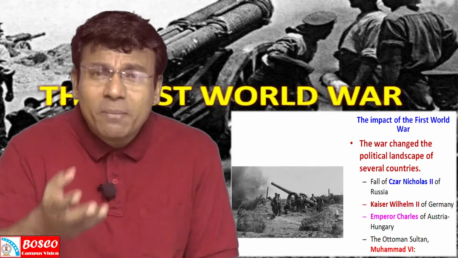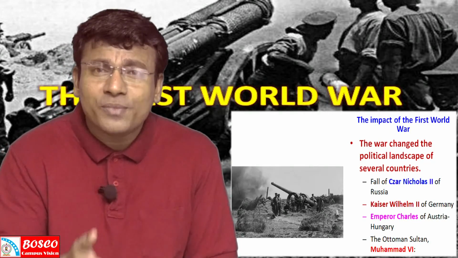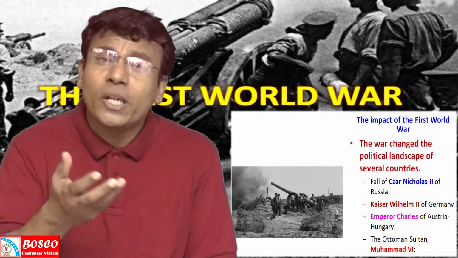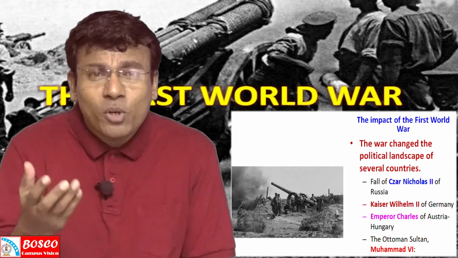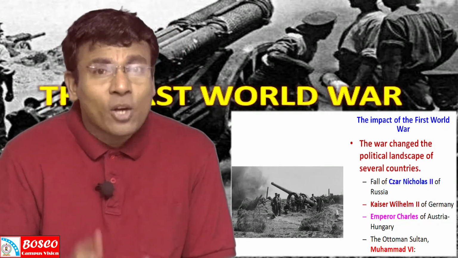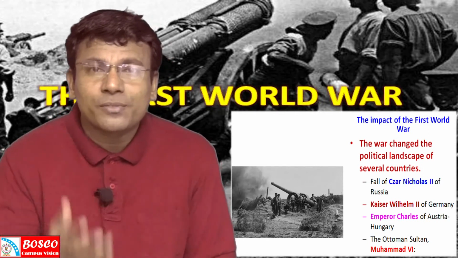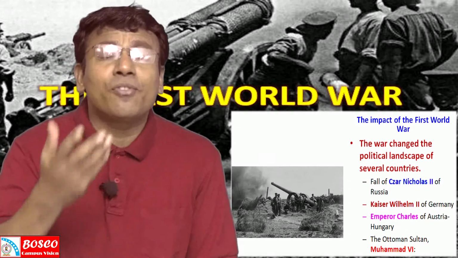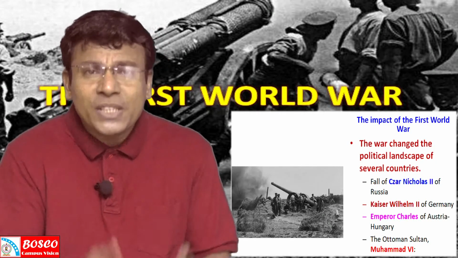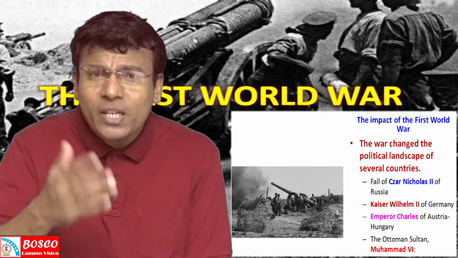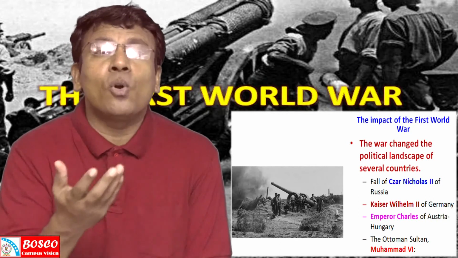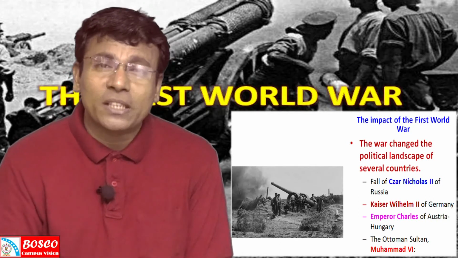Four monarchies came crashing down. There was the fall of Tsar Nicholas II of Russia. We see the fall of Kaiser Wilhelm II of Germany. The third monarch, Emperor Charles of Austria-Hungary, also fell. And the Ottoman Sultan Muhammad VI also fell. So we see the fall of four great monarchies after the First World War. These empires fell and new countries were carved out. This changed the political map of the whole world irrevocably.